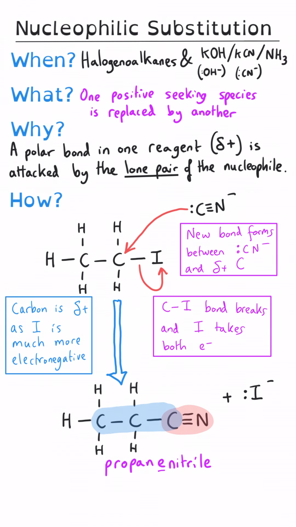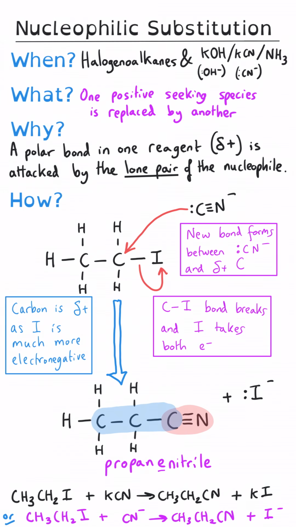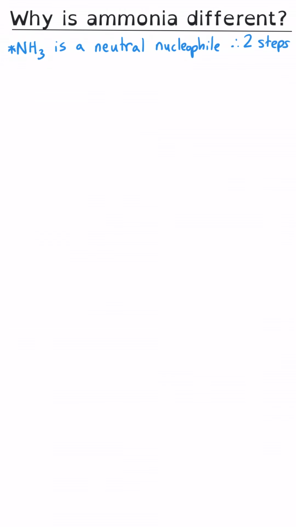And so the chemical equation for this would be shown like so, and we need to include the negative charge on the cyanide ion and on the iodide that gets produced. When ammonia is the nucleophile, there are a couple of really important differences. Firstly, instead of only one step taking place, we need to have 2.